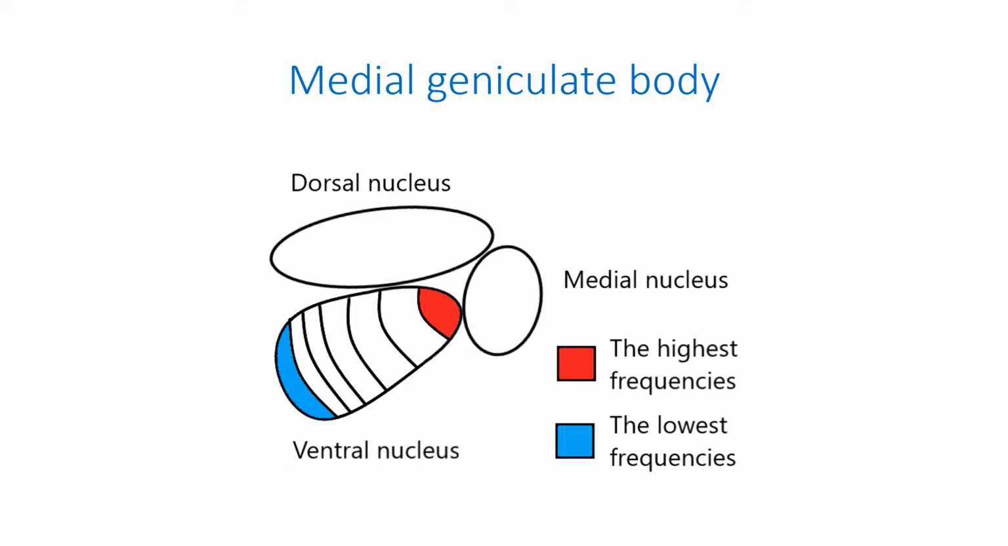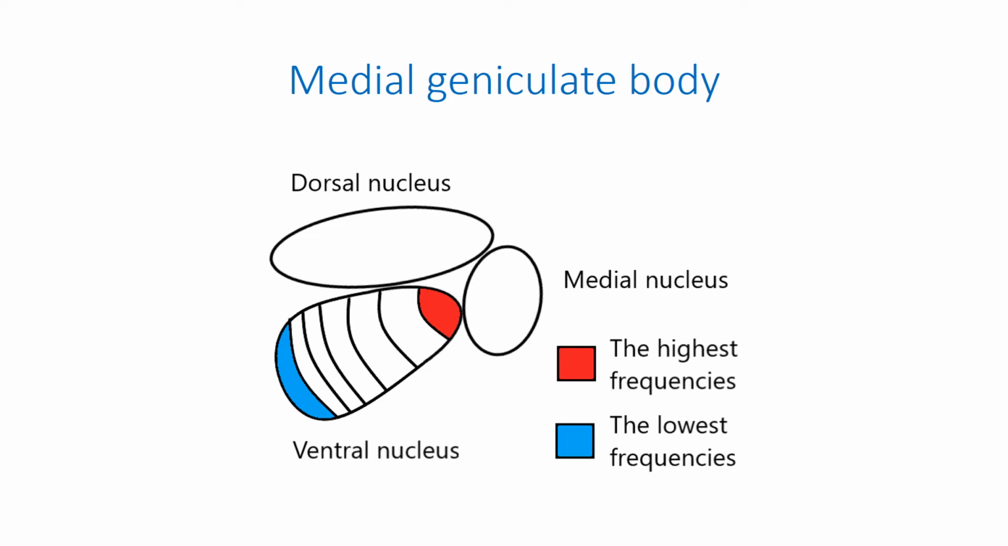The medial geniculate body consists of ventral or principal, dorsal, and medial nuclei. The ventral nucleus of the medial geniculate body is arranged in laminae according to the tonotopic organization, as the central nucleus of the inferior colliculus. The ventral nucleus receives input from the central nucleus of the inferior colliculus and the auditory cortex. The ventral nucleus has several specific features.